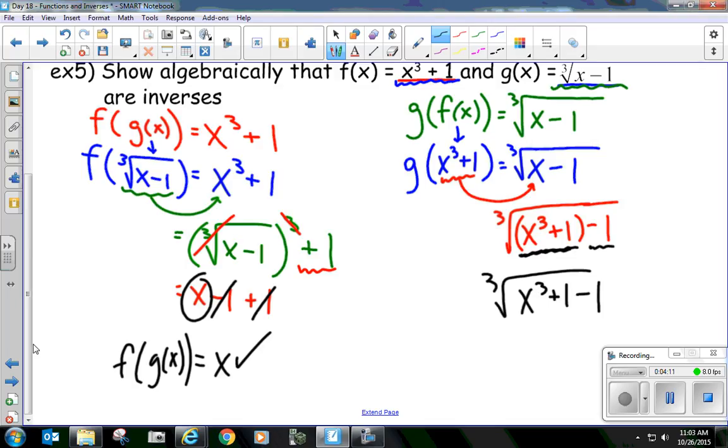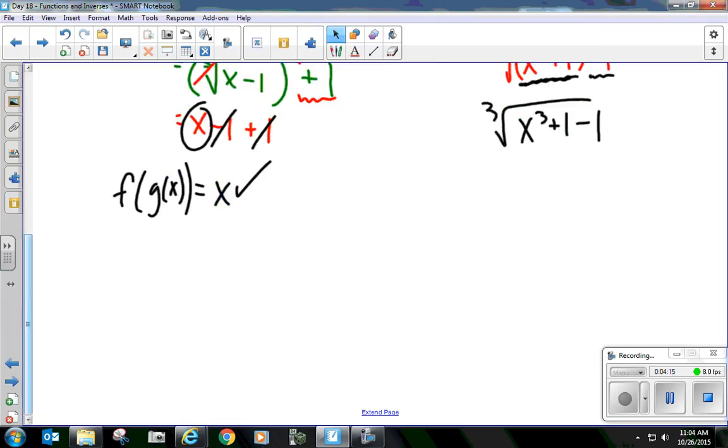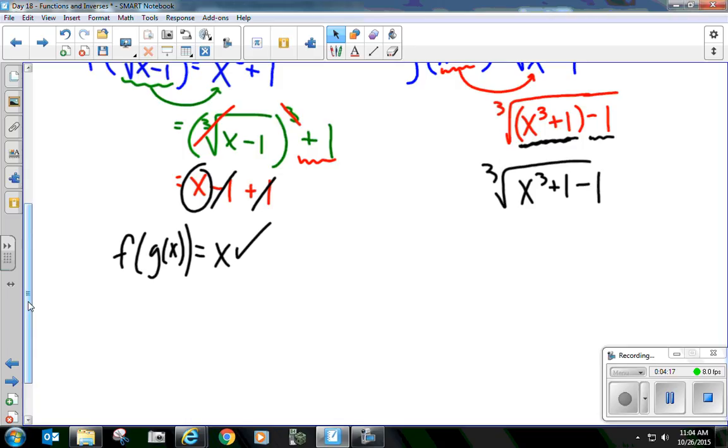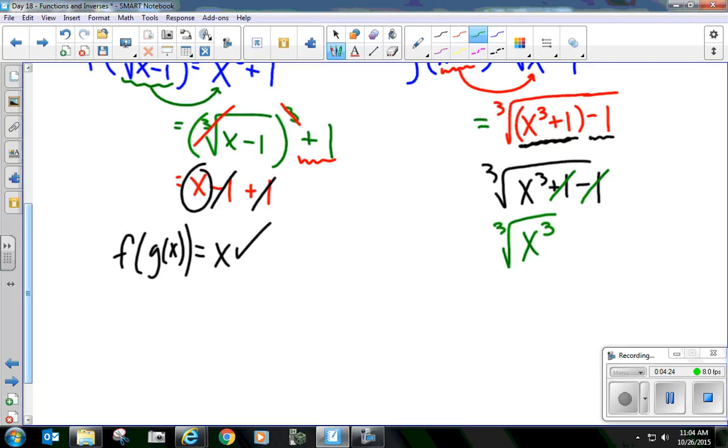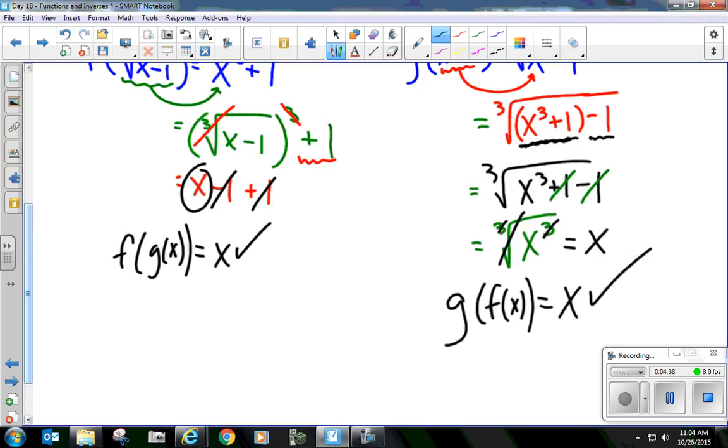So then you'll get x cubed inside the radical, and the cube root and the cube cancel. Yes, it will. These will cancel, and I will get this now. The cubed root of x cubed. And you are absolutely right. The cube and the cube root cancel. So g of f of x is also x. So they are inverses. That's how we can solve it. They are inverses.